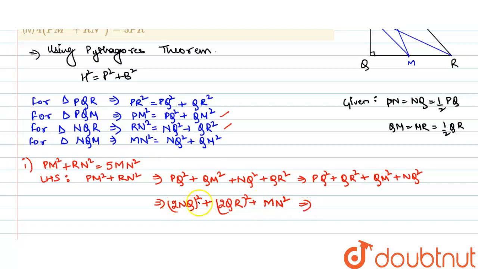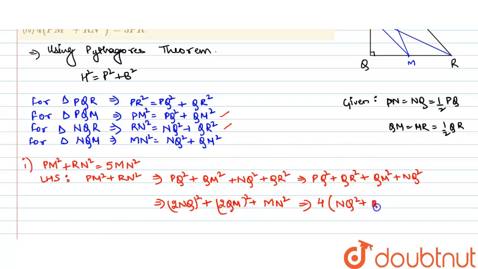From here this will come out to be 4. In both of these I will take 4 common, and this will result into NQ square plus, sorry, this is not 2QR. QR is given to us, so we have to replace QR, so it will become 2QM square.